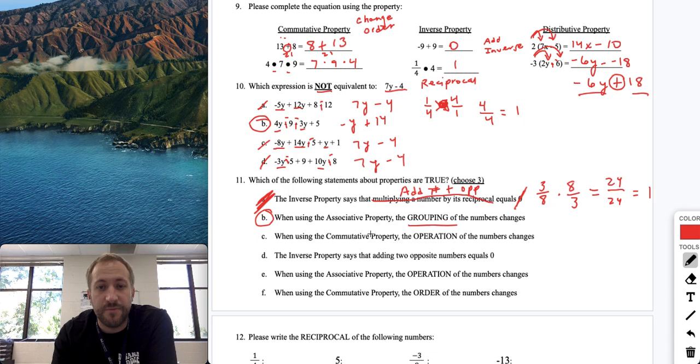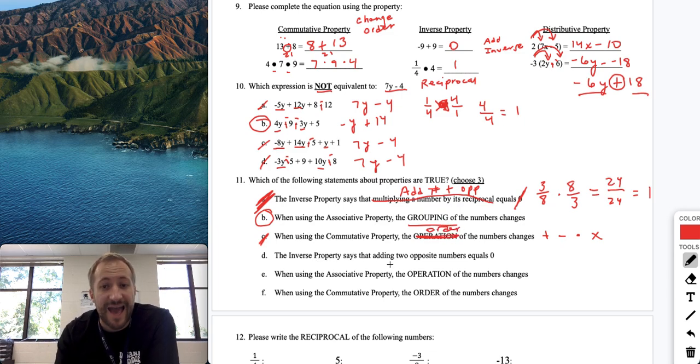Look at this one. When using the commutative property, the operation of the numbers changes. The operation, remember, is like addition, subtraction, multiplication, and division. The operations never change. That is not true. When using the commutative property, the operation doesn't change, the order changes. That's what changes, the order of the numbers. Let's look at the next one.